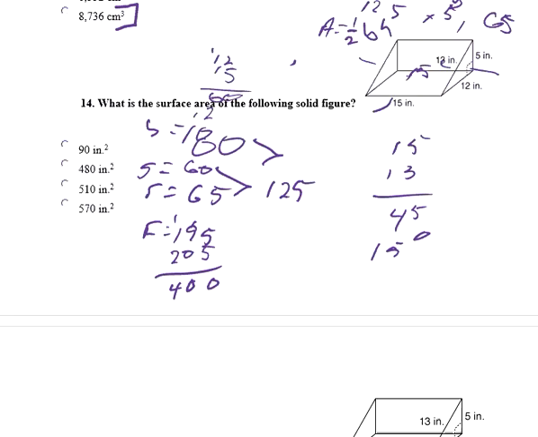The back is 15 by 5, 75. So the rear is 75. That's 135. The two sides are 60, 135. 135 and 80 is 5, 1 is 2, 210, 0, 1. So now we're up to 410.